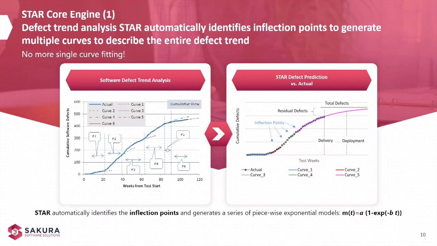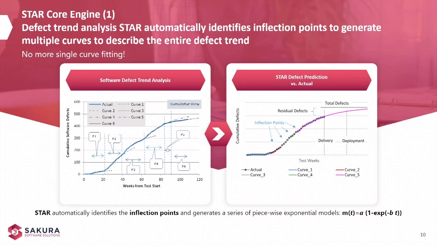Then as we go through, we find the inflection point. Once we find the inflection point, we move the coordinate into that point, then start over again. So we continue to repeat until the end. So in the end, we have a series of piecewise exponential models. It's not a single curve model anymore, okay? That's the difference. And in the end, the last curve is the predicted curve.